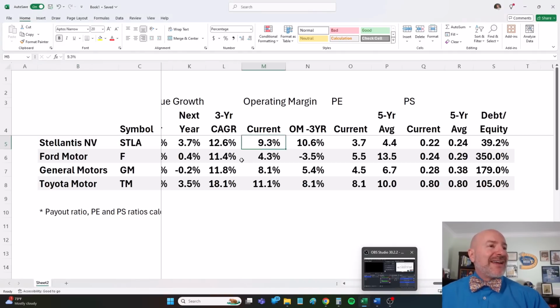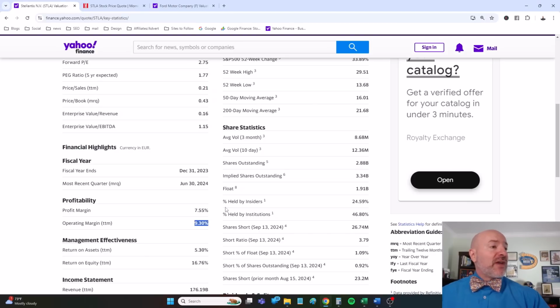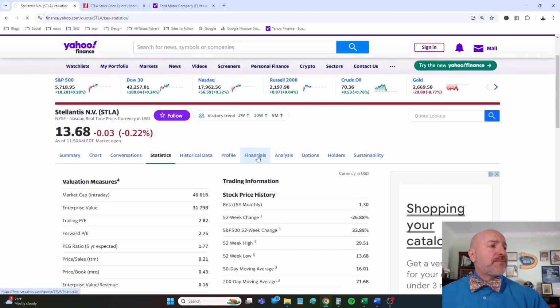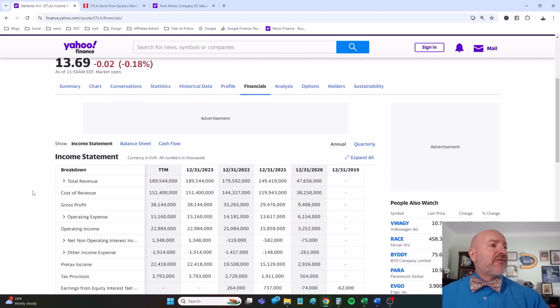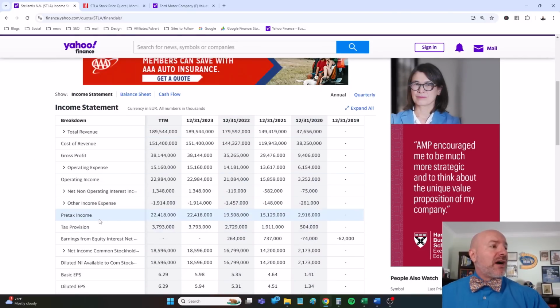Now to double check that and to get the operating margin 3 years ago, I really wanted to see the trend. Is that car company becoming more efficient, more profitable, or are they losing profitability? What we'll see with some of these here. So to get that trend of 3 years ago and to double check this 9.3% number, you go here to financials. And for the profitability, you come down here to operating income.